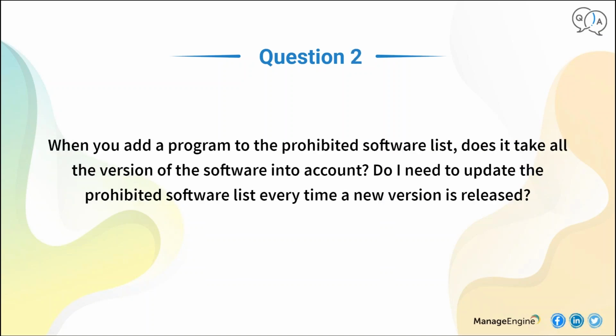The next question: when you add a program to the prohibited software list, does it take all the versions of the software into account, or do I need to update the prohibited software list every time a new version is released? This is definitely a nice question. See, what you can do is group the software and ensure that every time a new version of that software is released, it will automatically get added to the prohibited list. You don't have to manually add them every time there's a new version.